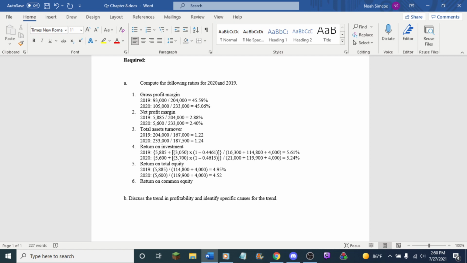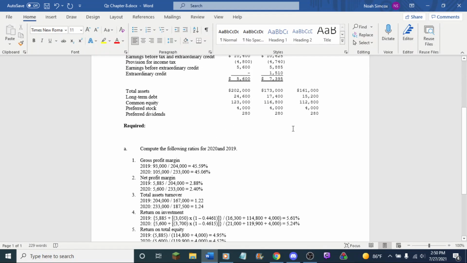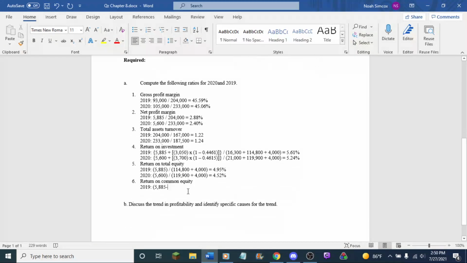I have 2. So this one we use net income before non-recurring items again. 5,885 minus, it says you minus preferred dividends for 2019. Preferred dividends for 2019 is 280. Divided by average common equity.